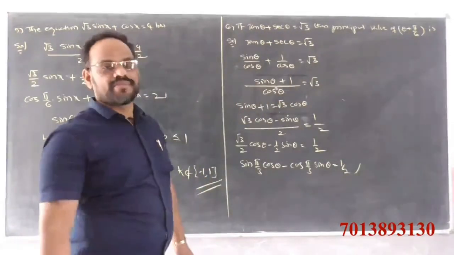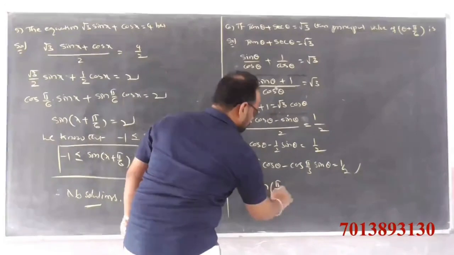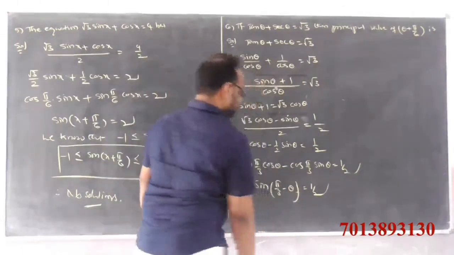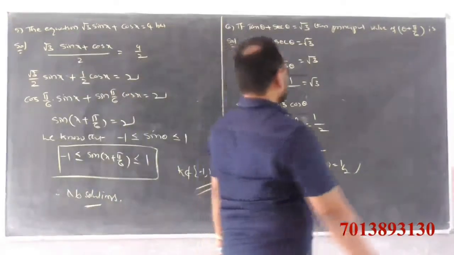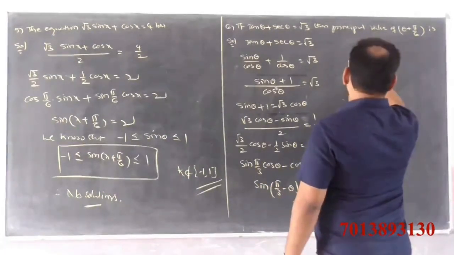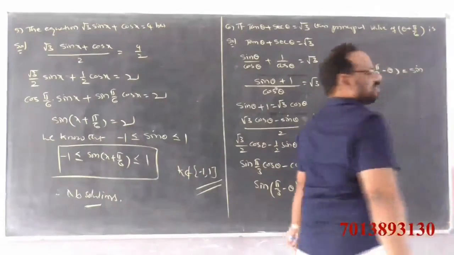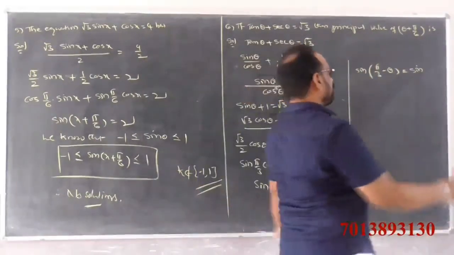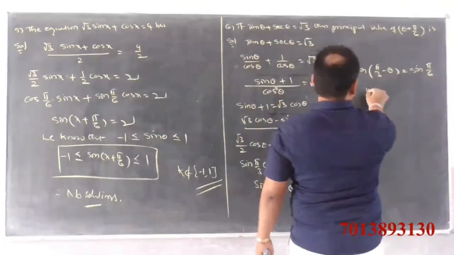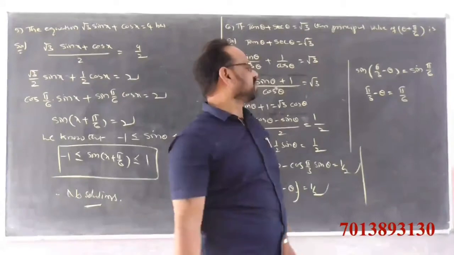Sin A cos B minus cos A sin B, clearly that is sin of A minus B. That is, sin of pi by 3 minus theta is equal to 1 by 2. So 1 by 2 can be expressed as sin 30, that is sin pi by 6, whose value is 1 by 2. So pi by 3 minus theta is equal to pi by 6.